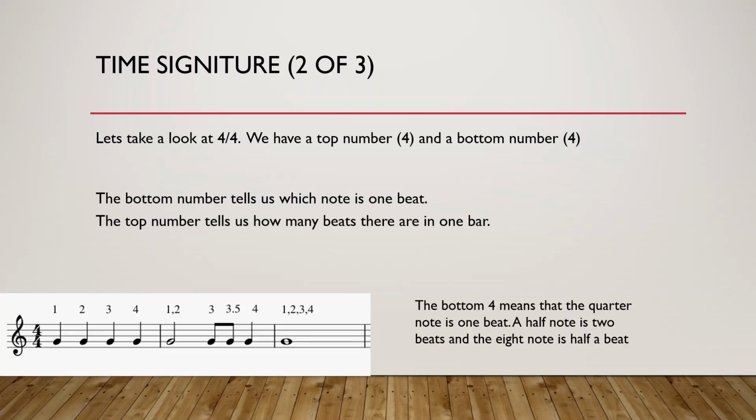We also have 4/4. We have a top number 4 and a bottom number 4. The bottom number, same as in 3/4, means that the quarter note is 1 beat, and there are now not 3, but 4 beats in one bar. And the duration is the same in length. The quarter note is 1 beat, meaning that the half note would then be 2 beats, and a whole note would be 4 beats.